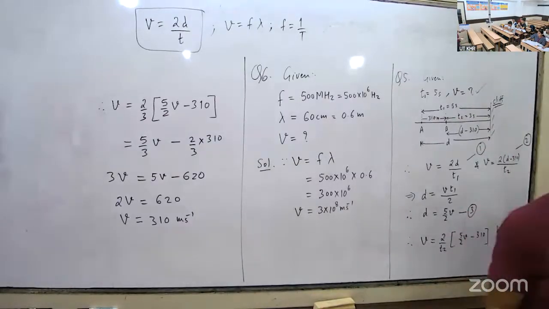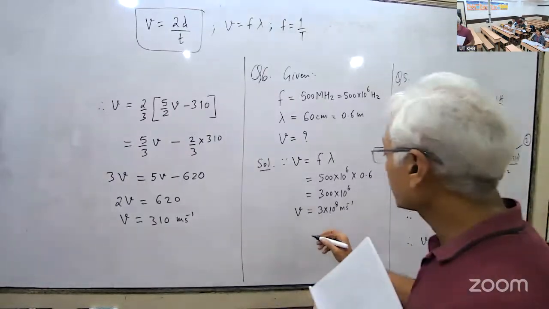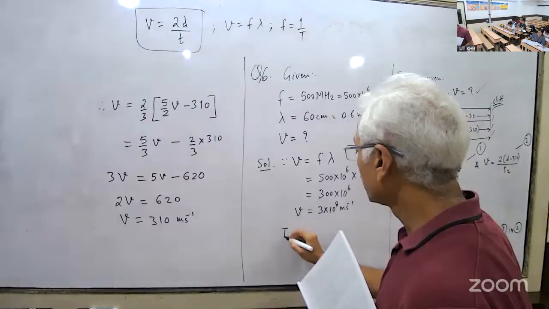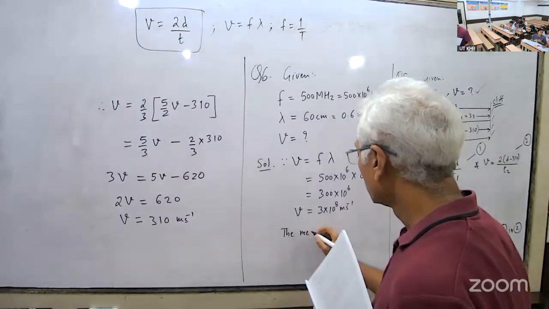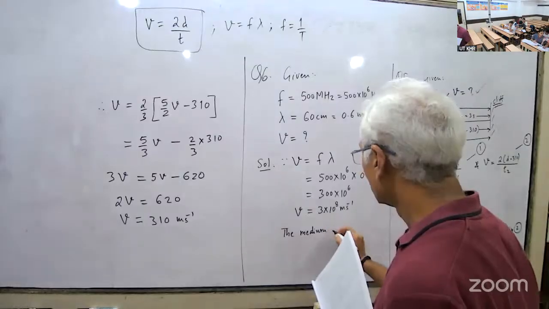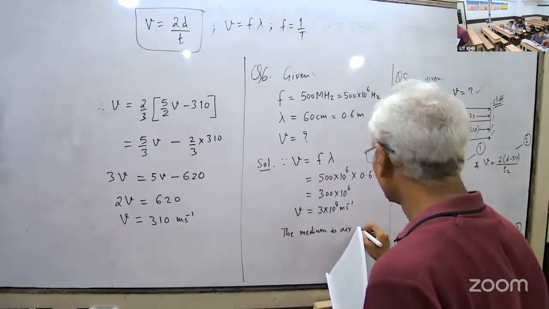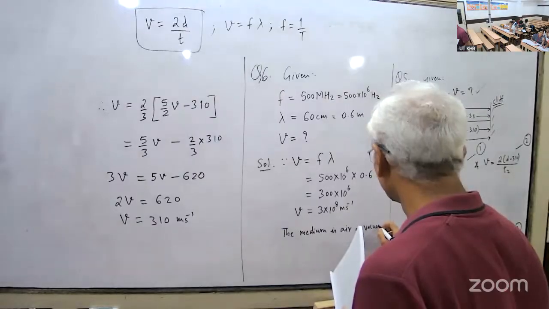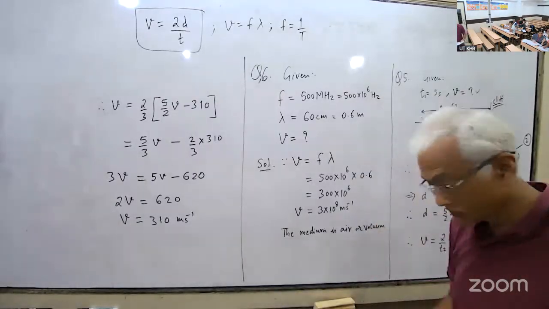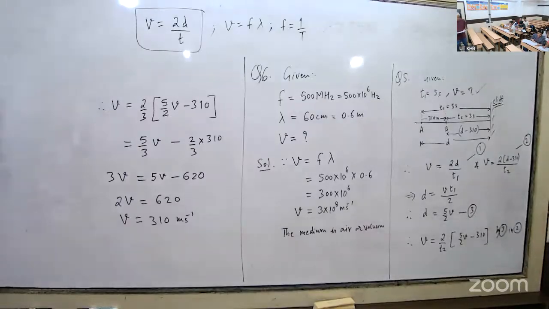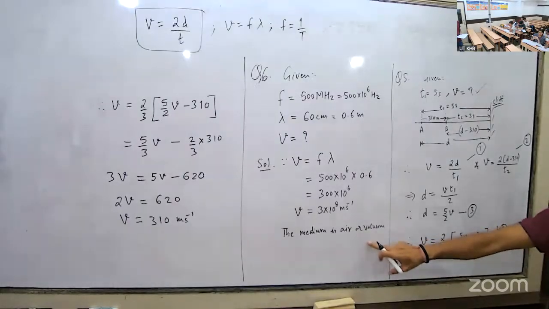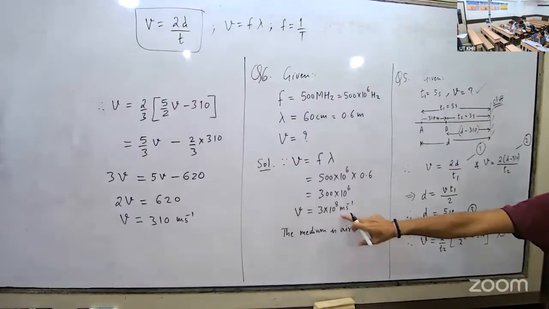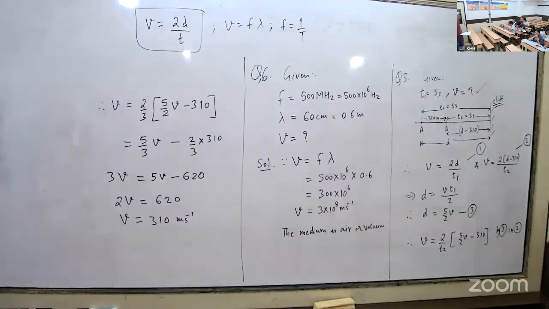In any other medium the speed will be less, in glass or water it will be lower than this. The medium must be air. Okay. Everyone got it? Why is the medium air or vacuum? Because this speed of an electromagnetic wave occurs only in air or vacuum. In any other medium, the speed will be less than this.